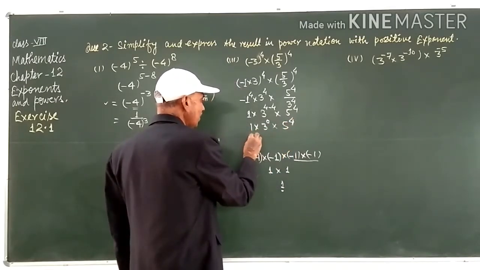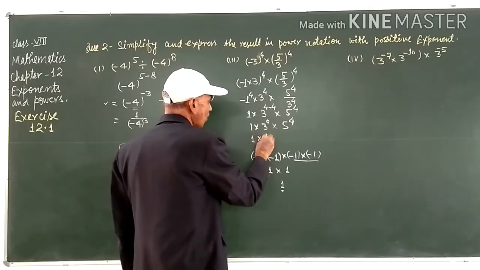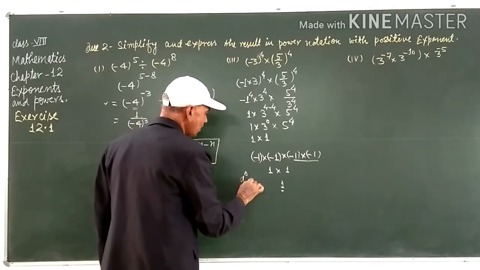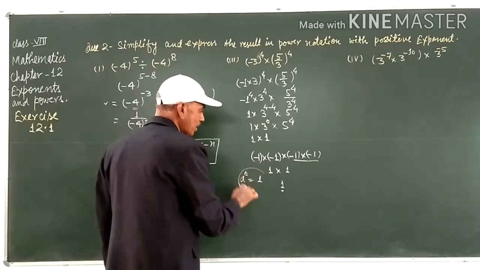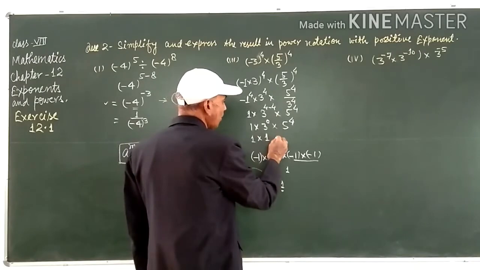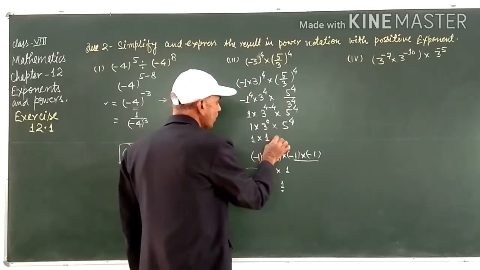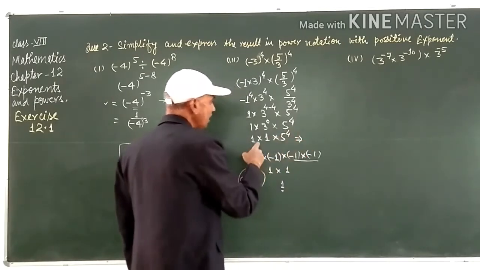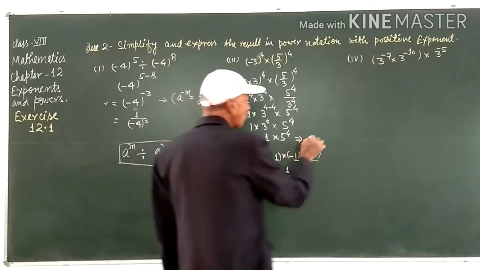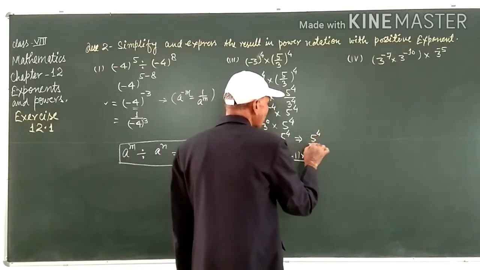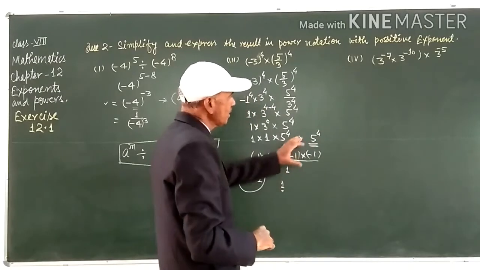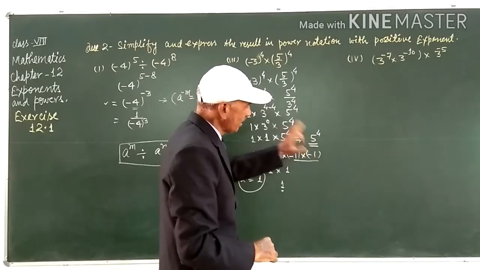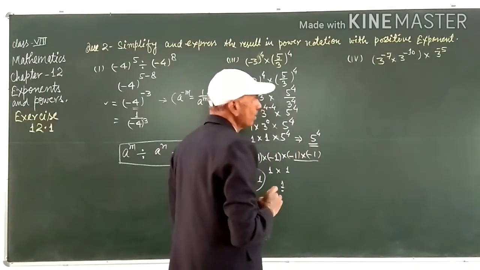So this one will be 1 into 1, since a to the power 0 means 1. Clear, student? This is the rule. And now it will be into 5 to the power 4, which is equal to 1 into 5 to the power 4, which means 5 to the power 4. This one will be the answer. This is in exponential form and the power is positive, the exponent on this being 5 raised to the power 4.